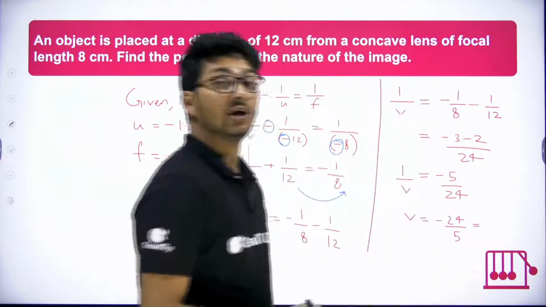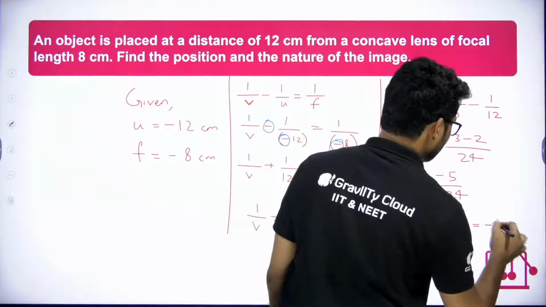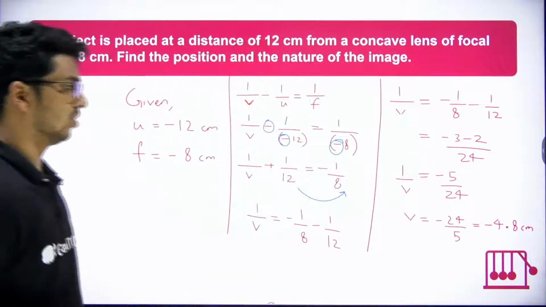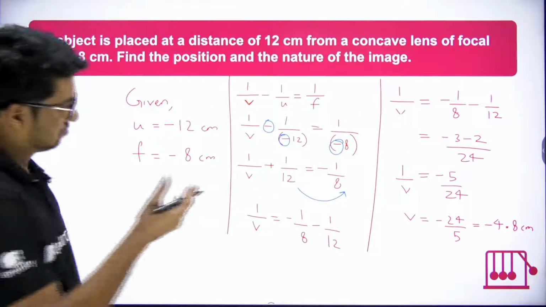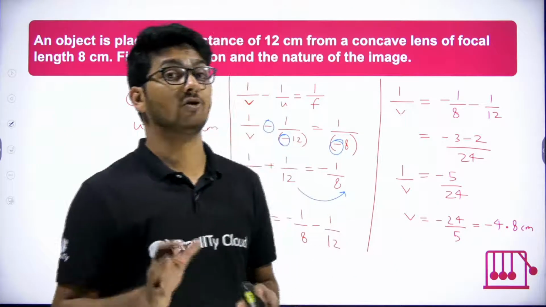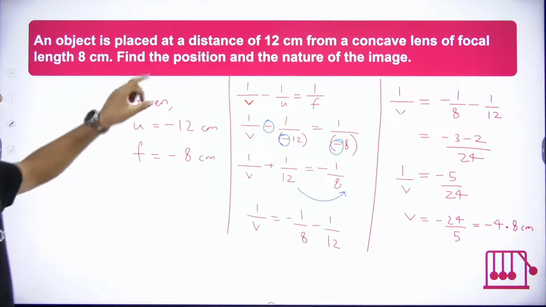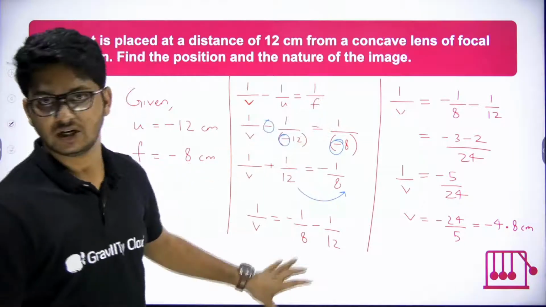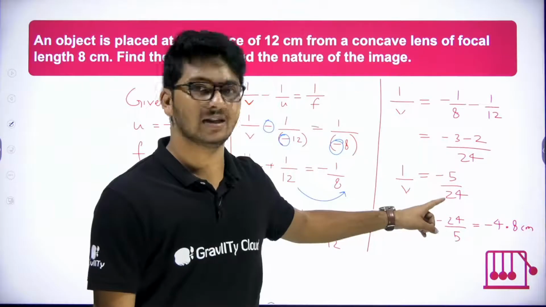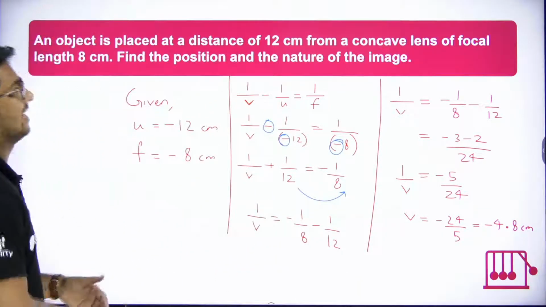And how much is that going to be? Minus 24 by 5. Just do it. You'll get that as minus 4.8 centimeter. 5 4s are 20, 5 8s are 40. That's it. So you got the image distance as minus 4.8 centimeter. Very simple. Write down the given information, use the formula, substitute, solve it, you will get the answer. Do not forget to take the reciprocal at the end. Okay, good. Now we have to find the nature of image.